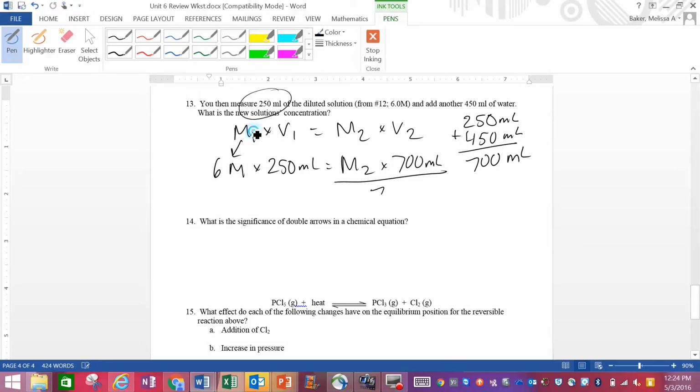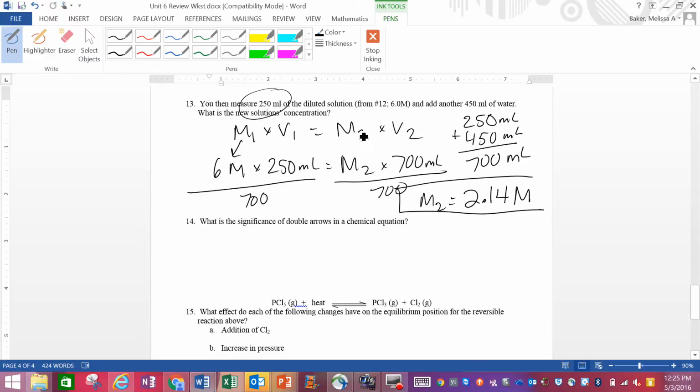So I'm going to get M2 by itself. I'm going to divide both sides by 700. My new concentration, which makes sense because it's not 6 molar anymore, it's much more dilute, is 2.14 molar.